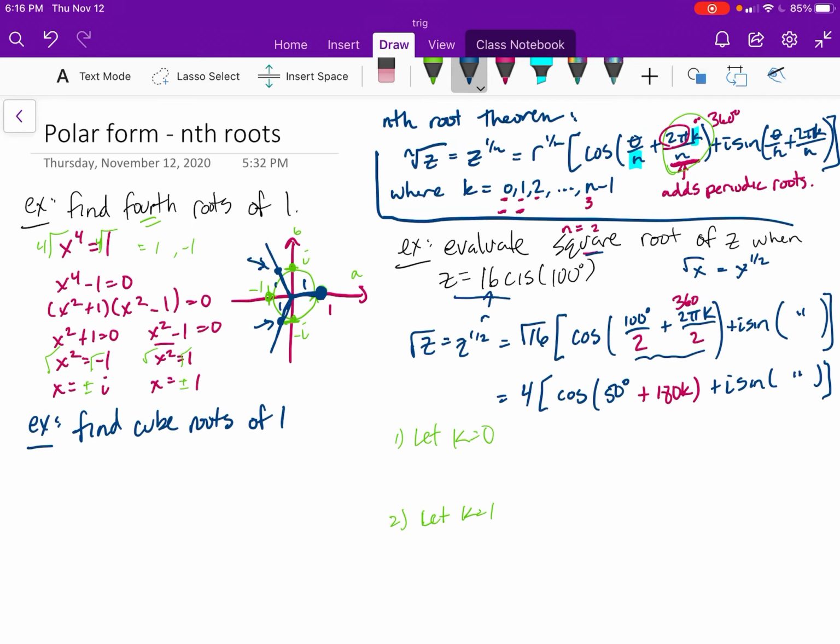All right, if k is 0, we get 4 cosine 50 degrees plus 180 times 0. Right? I probably don't even need to write that, but I'm going to go ahead and do it just to show all the work. Plus 180 times 0. So how about for I sine? We already know that result. Instead of saying ditto this time, I'll just write the 50 because that's what it reduces to.